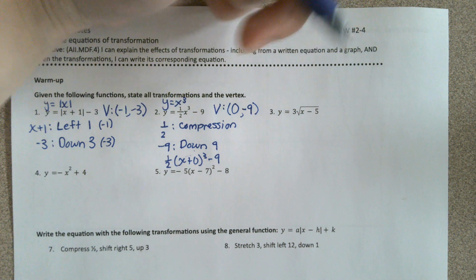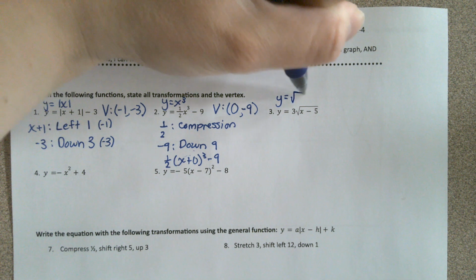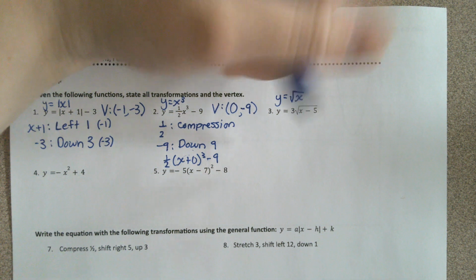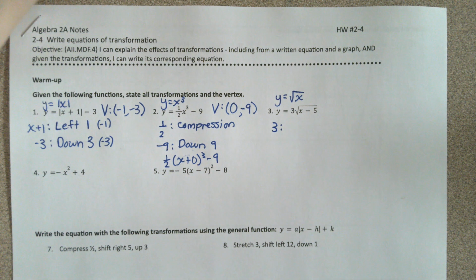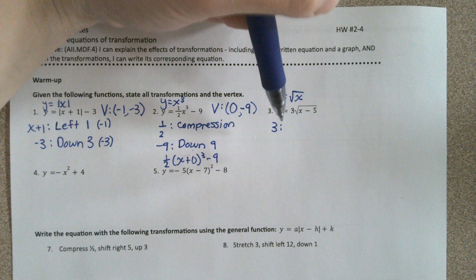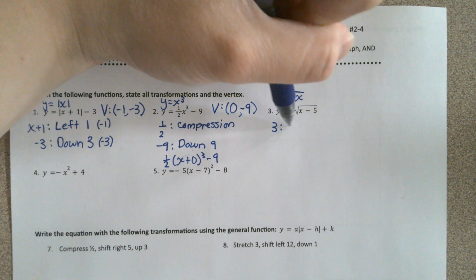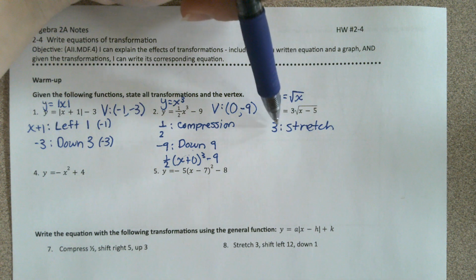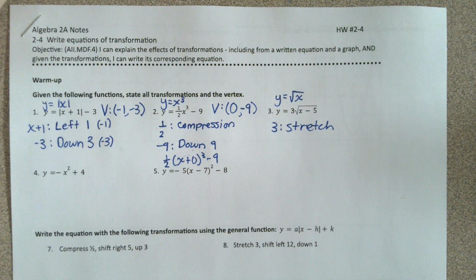Number 3, we have a square root function. Y equals square root x is the parent function. And then our function has 2 changes here. We have a 3 in front. 3 in front means we're going to stretch or compress. This time our number is bigger than 1, so we are going to stretch. And then, of course, it's by a factor of 3.